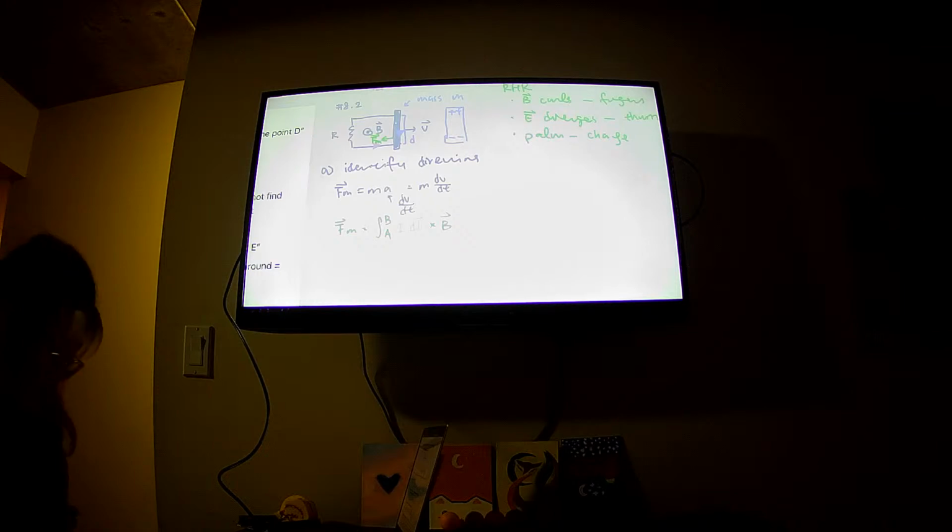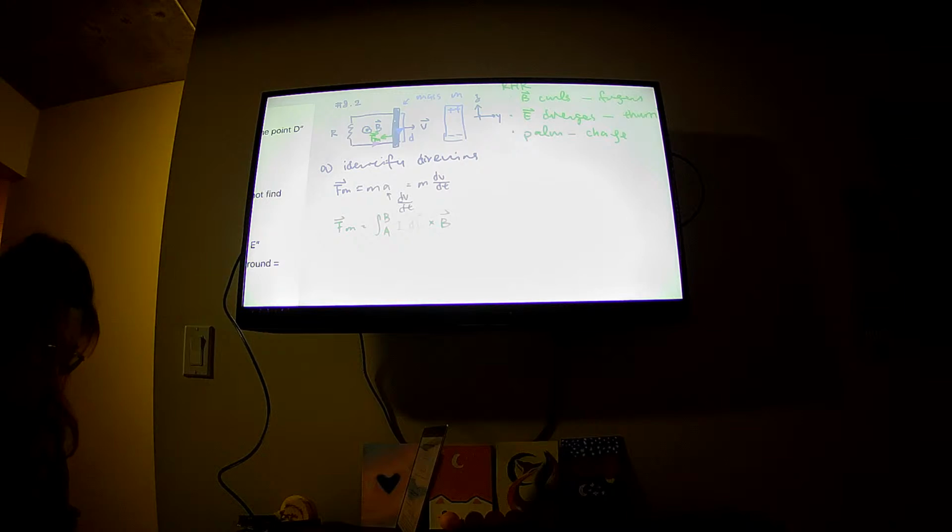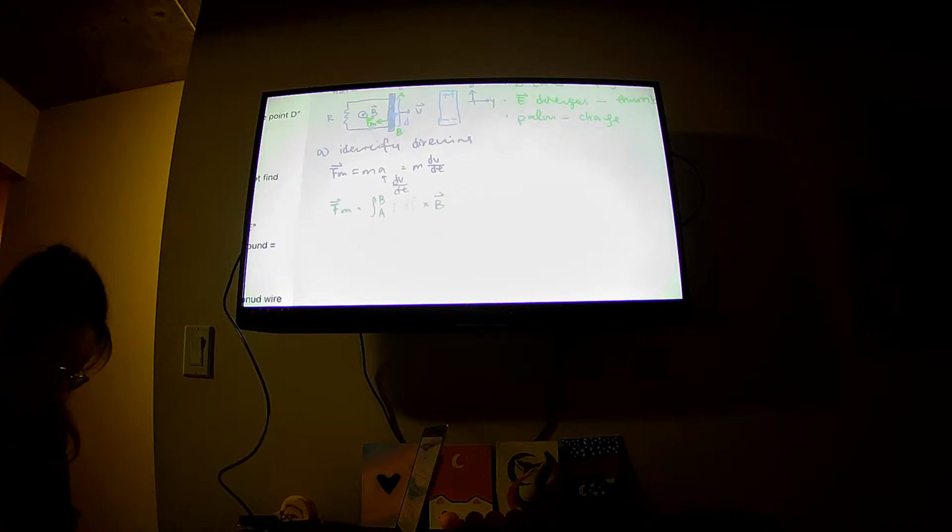Wait, sorry, I did not define a coordinate axis, which I was bad at. So I'm going to say this is Z and this is Y. What's A and B? A and B are just the bounds of the integral, the two points at the two ends of the bar. A and B would be separated by D in the middle, so you would integrate from 0 to D, where D is the length of the bar.